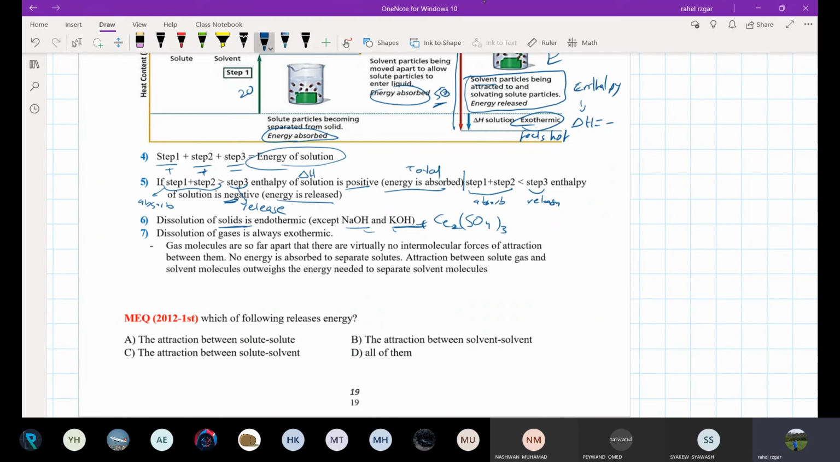The solution of gases is always exothermic. The solution of gas is always exothermic.